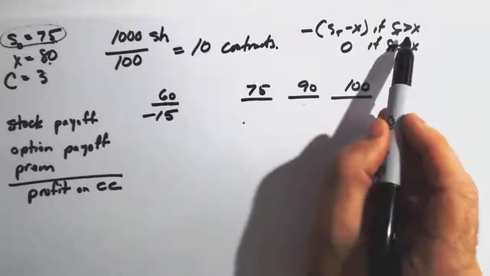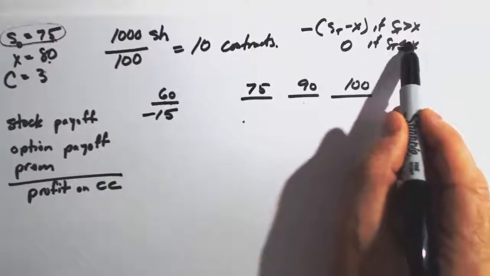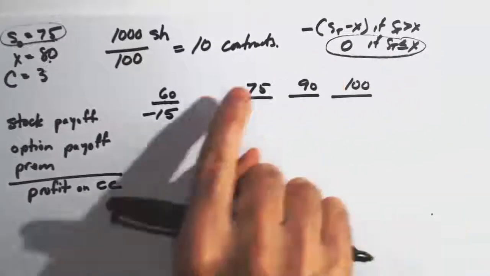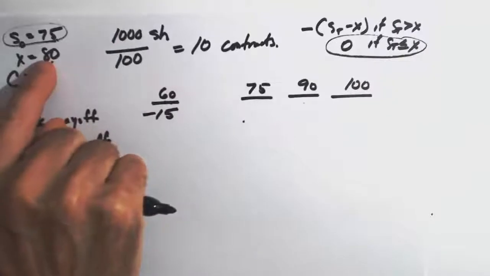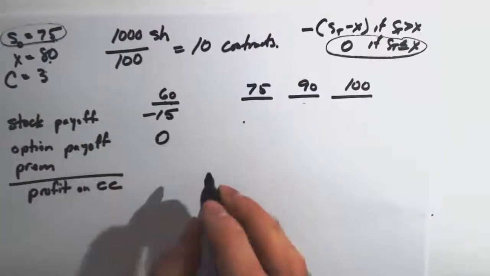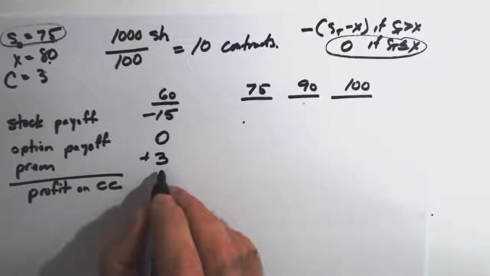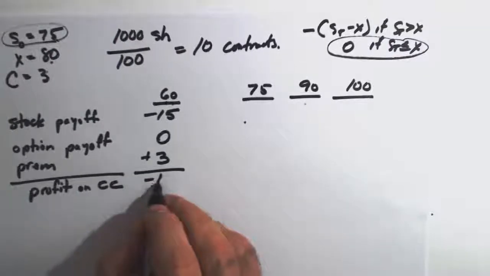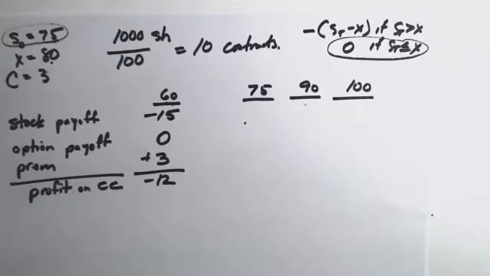So this option here is out of the money. In this scenario, the stock price at 60 is below the strike of 80, so the payoff is 0. But you collected the $3 premium by selling the call. So we lose $12 in that scenario when the stock drops.